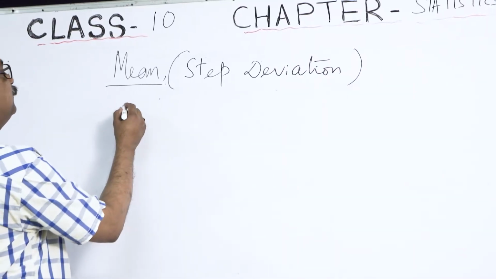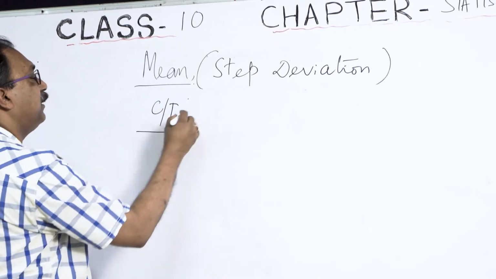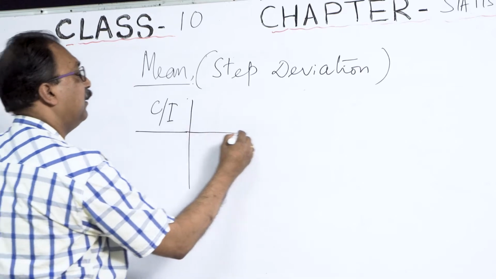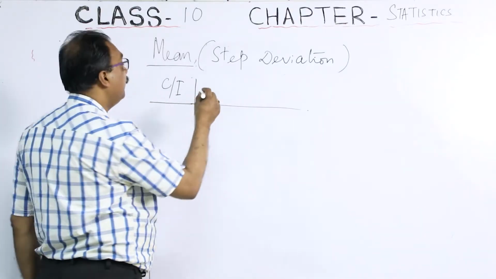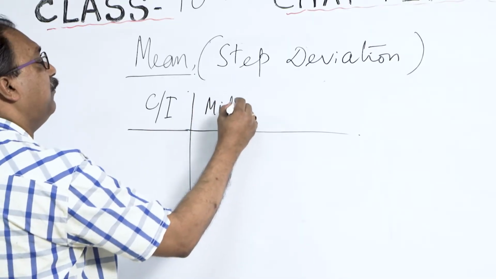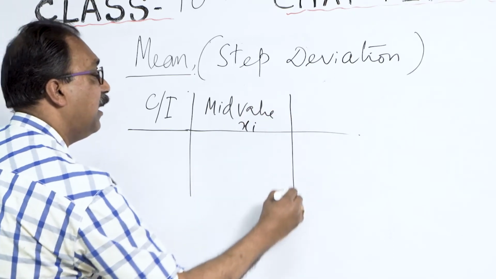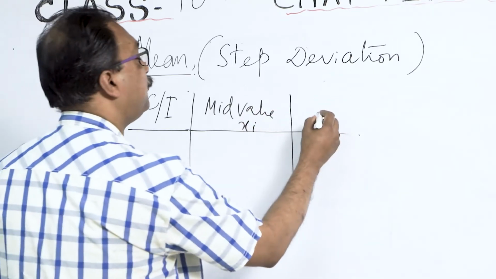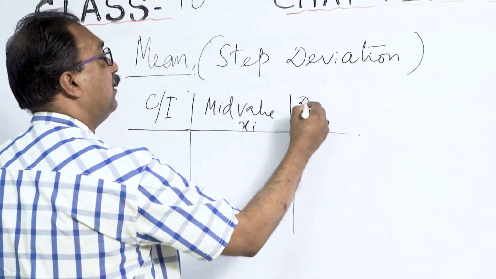Look here. Suppose first you have to choose a class interval. After the class interval, what did I teach last time? The mid value, denoted by xi. After that, you have to write the deviations.